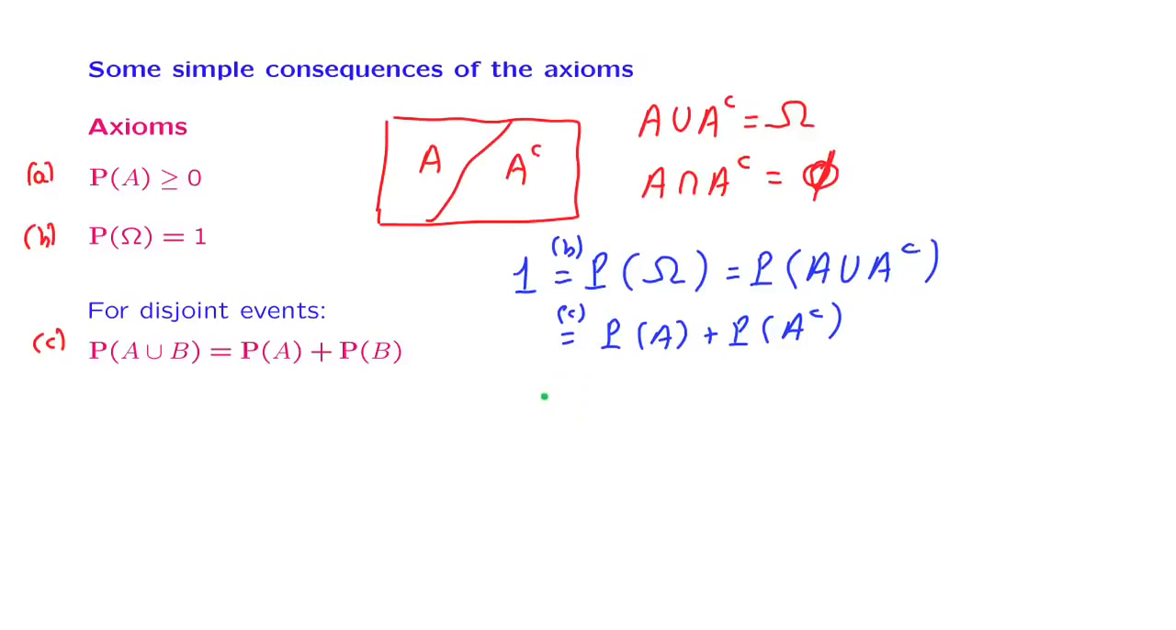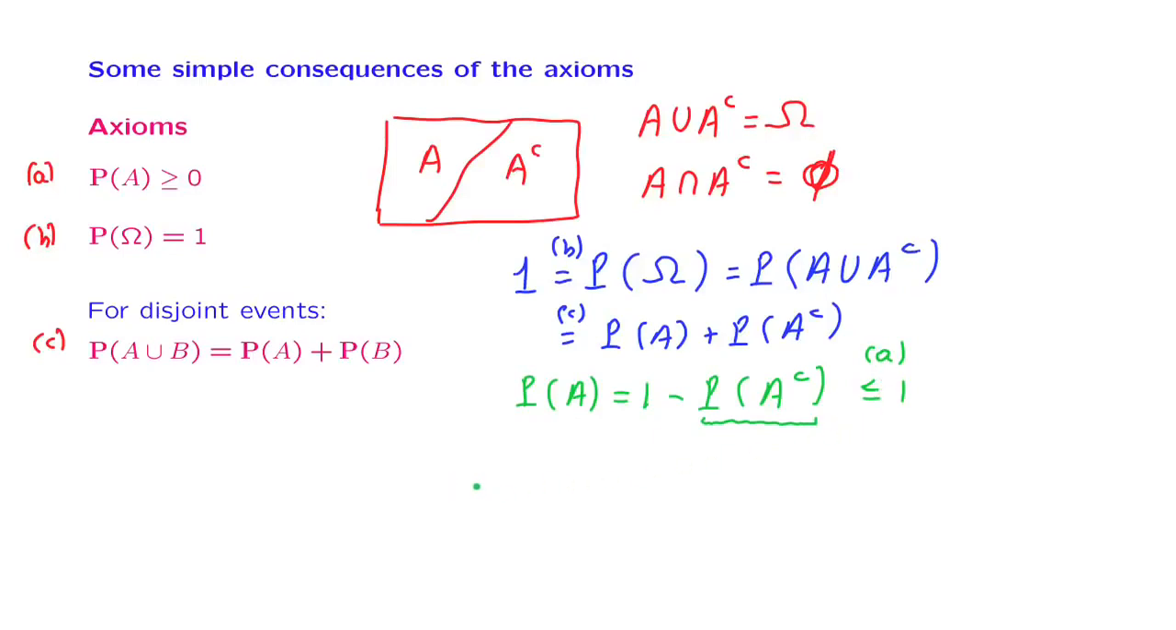Based on this relation, we can also write that the probability of an event A is equal to 1 minus the probability of the complement of that event. And because by the non-negativity axiom this quantity here is non-negative, 1 minus something non-negative is less than or equal to 1. We're using here the non-negativity axiom, and we have established another property, namely that probabilities are always less than or equal to 1.